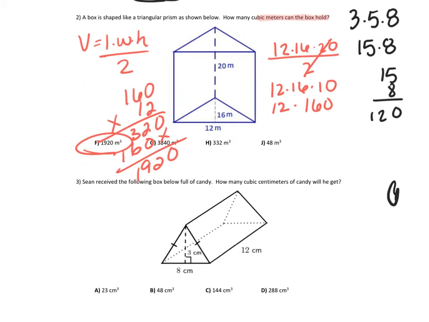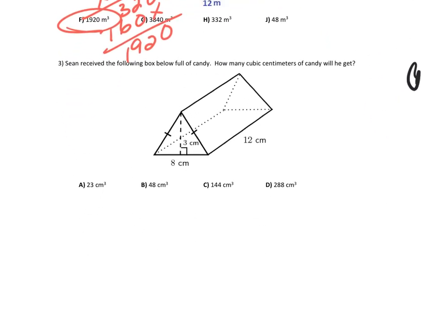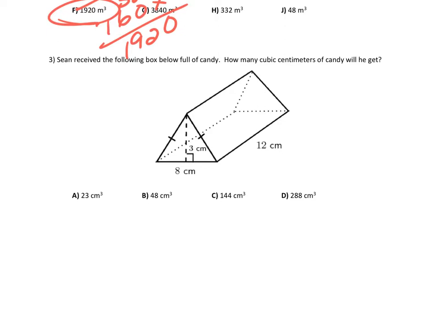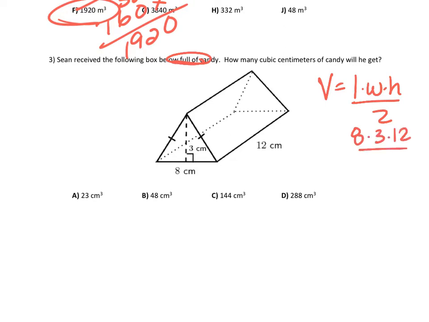Okay. Number 3, Sean received the following box full of candy. That's our key word. How many cubic centimeters of candy will he get? It's talking about volume. We're talking about a triangular prism again. Length times width times height divided by 2. So 8 times 3 times 12 divided by 2. I would take half of 12 and make it 8 times 3 times 6.